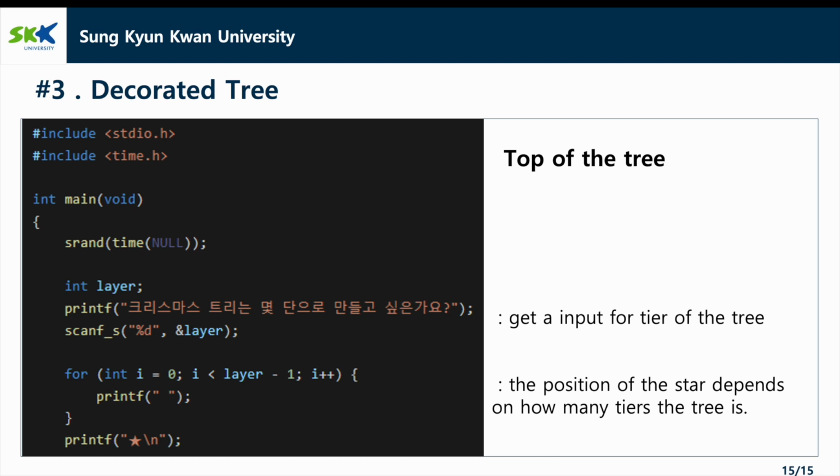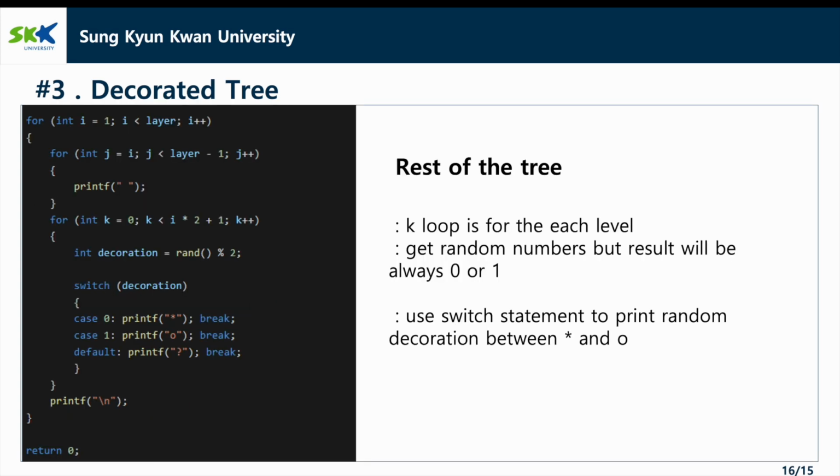Good job until the last part. This time, the time.h header file is added first. Then, we ask how many tiers you want to make the Christmas tree and print the stars in the appropriate location according to the tree tiers. And at each end of the tree, we will use a loop to express the leaves and decorative symbols. At this time, you can use the rand function to decide whether to output leaves or decorative symbols at random, and output the determined value using the switch statement.